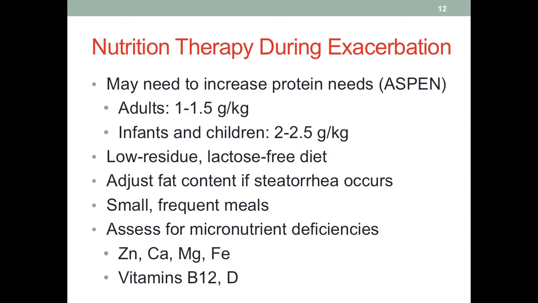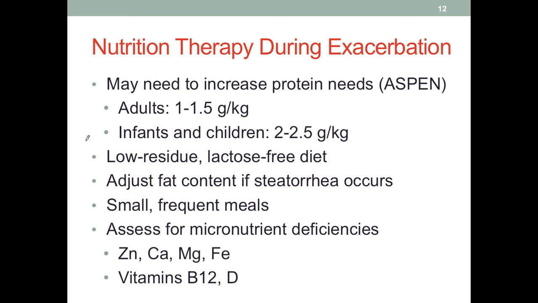According to ASPEN guidelines, patients with exacerbation of IBD have increased protein needs. We could provide 1 to 1.5 grams per kilogram body weight for adults, and even higher at 2 to 2.5 grams per kilogram for infants and children. And of course, this is a lot higher than the 0.8 we usually use for adults.